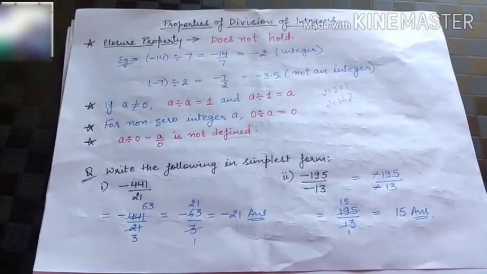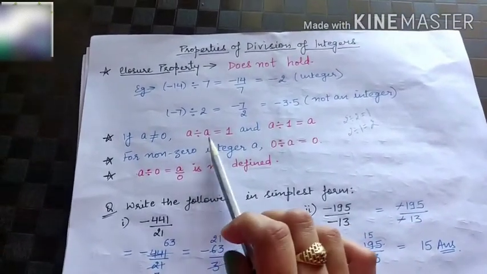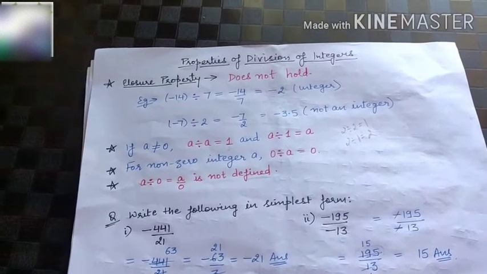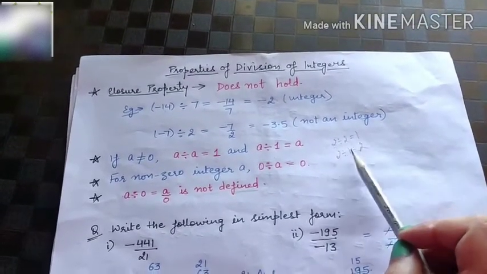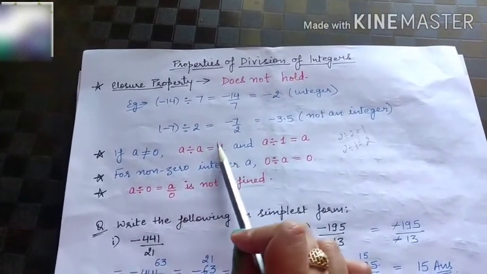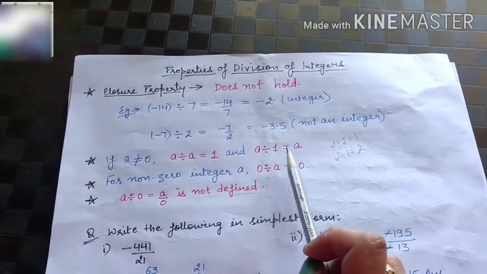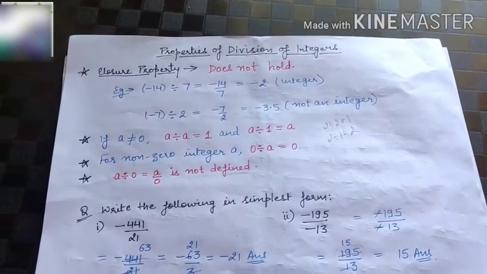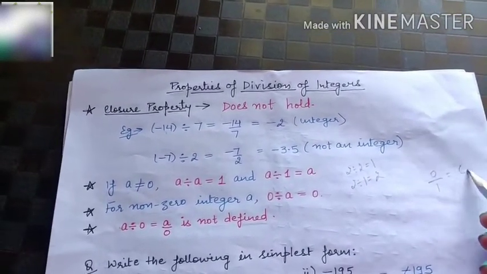Now, there is a point. If a is not equal to 0, then a divided by a is equal to 1 and a divided by 1 is equal to a. For example, if you divide 2 by 2, it is 1, and 2 divided by 1 is 2. It means when any number is divided by itself, it is 1, and when any integer other than 0 is divided by 1, it is that integer only. Okay? And 0 divided by 1 is 0.